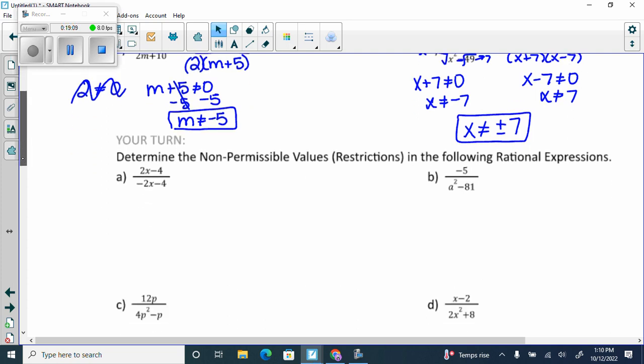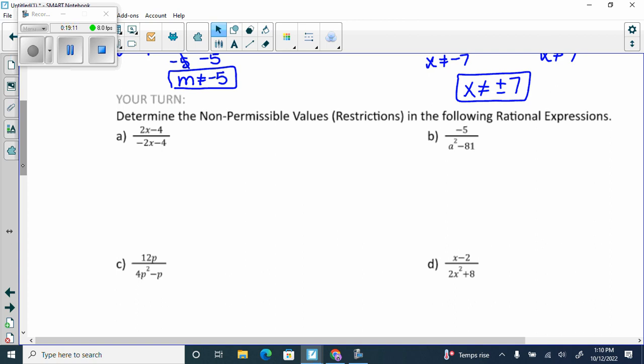So there's your term with an A and a B and a C and a D. Try them out.